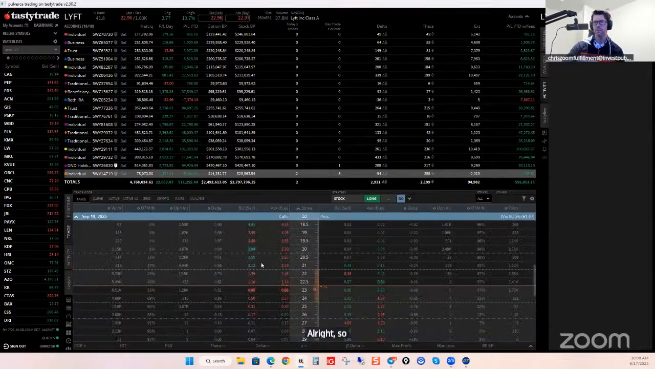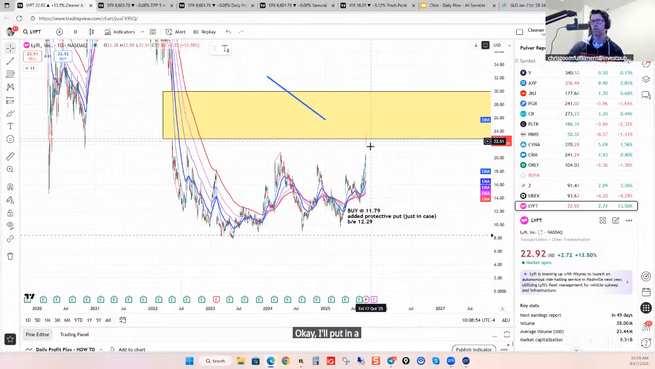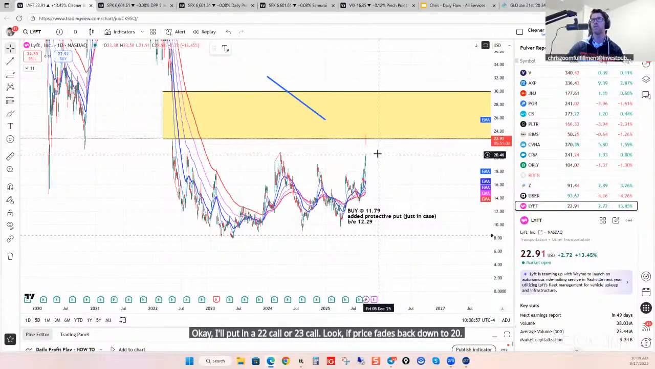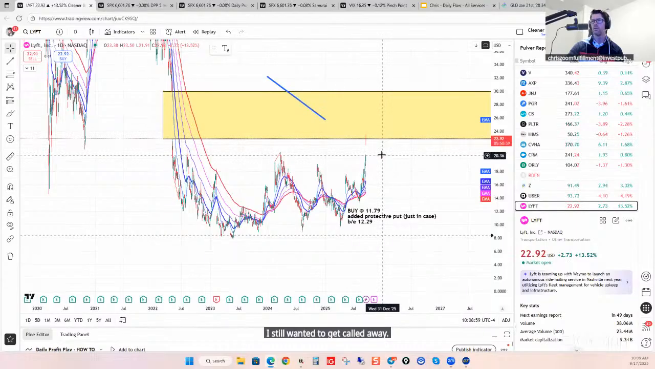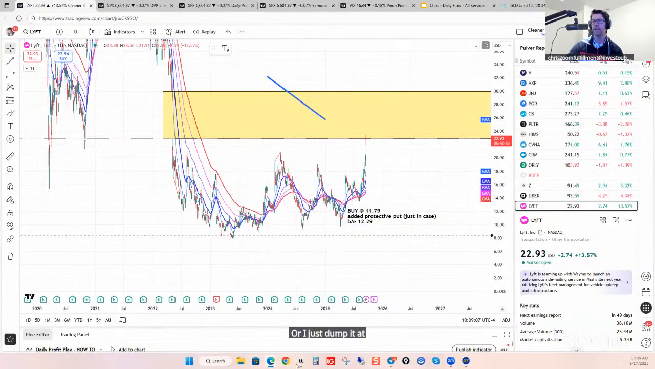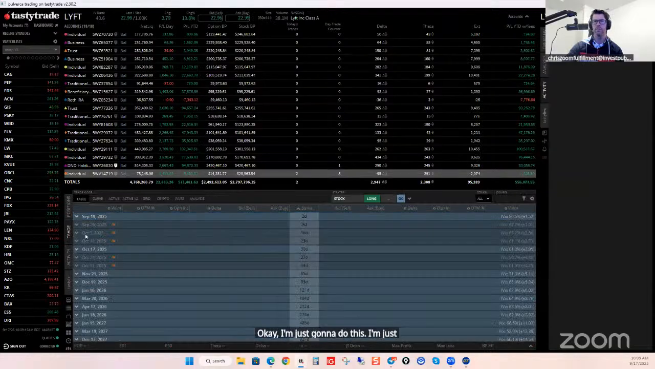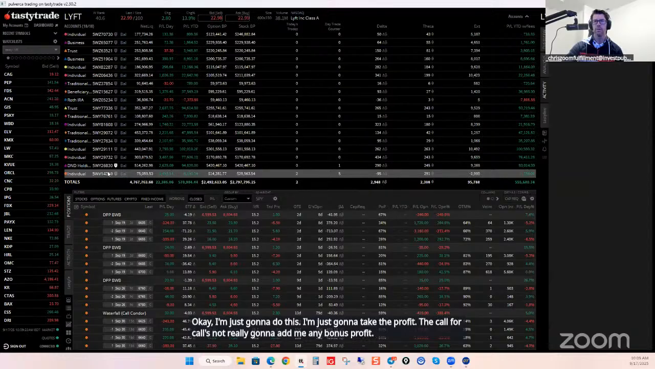All right, so Lyft. I'm not really getting any bonus credit by putting in the covered call at 20. If I get it called, I don't really want to take a risk of, okay, I'll put in a 22 call or 23 call. Look, if price fades back down to 20, I still want it to get called away. So obviously I'm sacrificing the upside here, or I just dump it at 20.95. I'll just take the profit. Okay, I'm just going to do this. I'm just going to take the profit. The covered call is not really going to add me any bonus profit. So let me do this on Lyft.